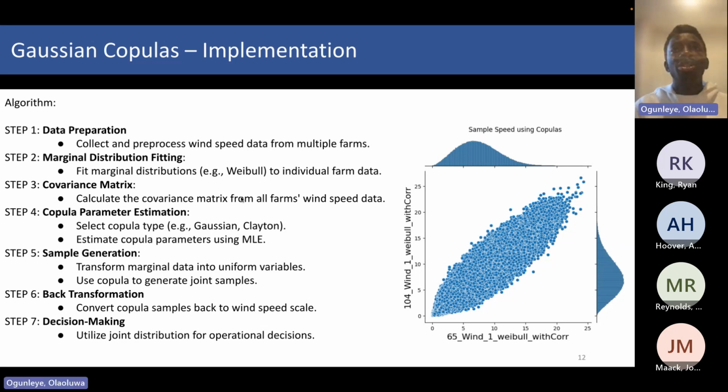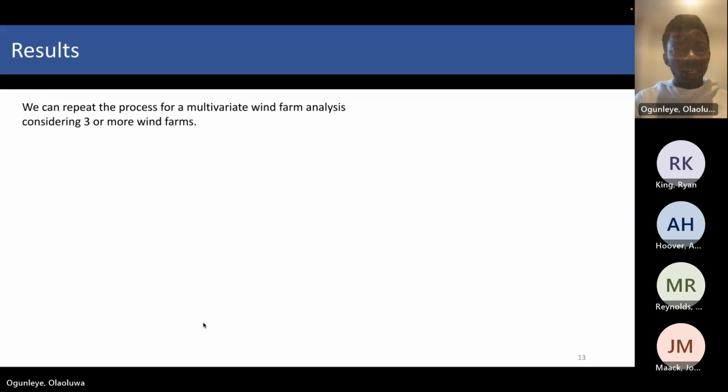Next up, we compute the covariance matrix among these wind farms. This covariance matrix is important because we supply it to our Gaussian distribution to get samples from the Gaussian distribution. In the next step, we transform the Gaussian distribution back to uniform variables. And lastly, we convert from the uniform variables to our Weibull distribution using the parameters we got from step 2. And we use this multivariate distribution to make informed decisions.